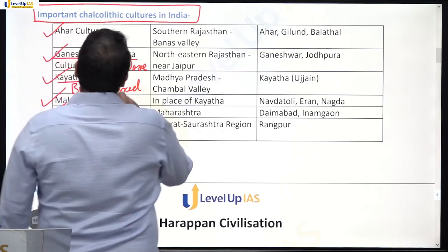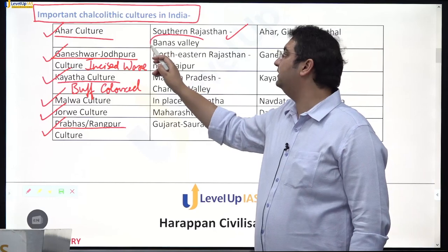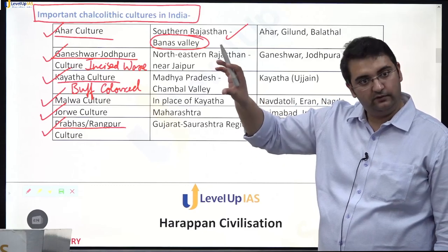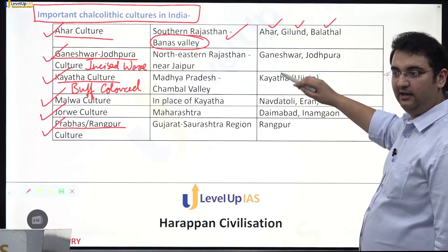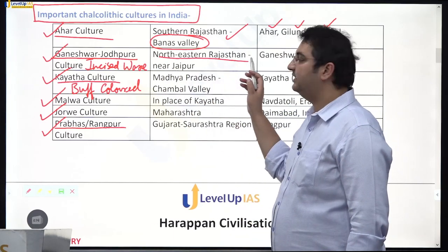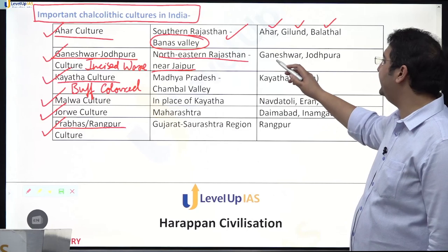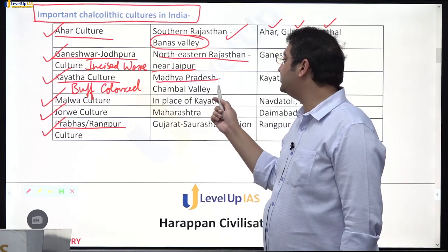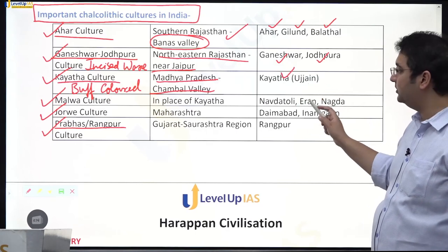Theek hai? The location of the Ahar culture, southeastern Rajasthan, in the valley of the Banas River, Udaipur, Rajsamand, Chittorgarh wala jo region hai na, over there. Important sites, Ahar, Gilund and Balathal. Then, the Ganeshwar Jodhpura culture in northeastern Rajasthan, near Jaipur. So, this is even more north of Jaipur. Important sites, Ganeshwar and Jodhpura. The Kayath culture in Madhya Pradesh, in the valley of the Chambal River. Important site, Kayath, present day Ujjain.